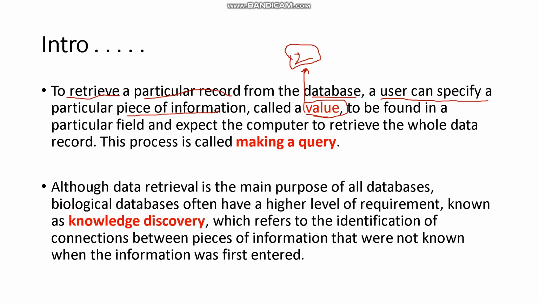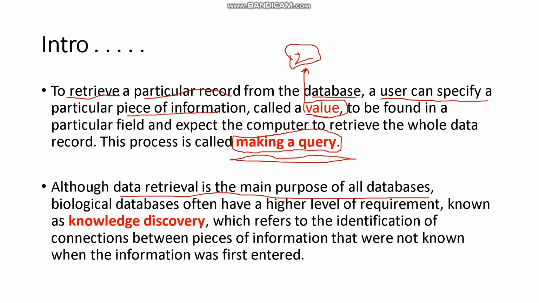Okay, we search a particular field and expect the computer to retrieve the whole data record. This process is called querying. We give the value, and the data available for it is retrieved for us. We just make a query, we just ask a question and we get the answer. Although data retrieval is the main purpose of these databases, it is only one function.